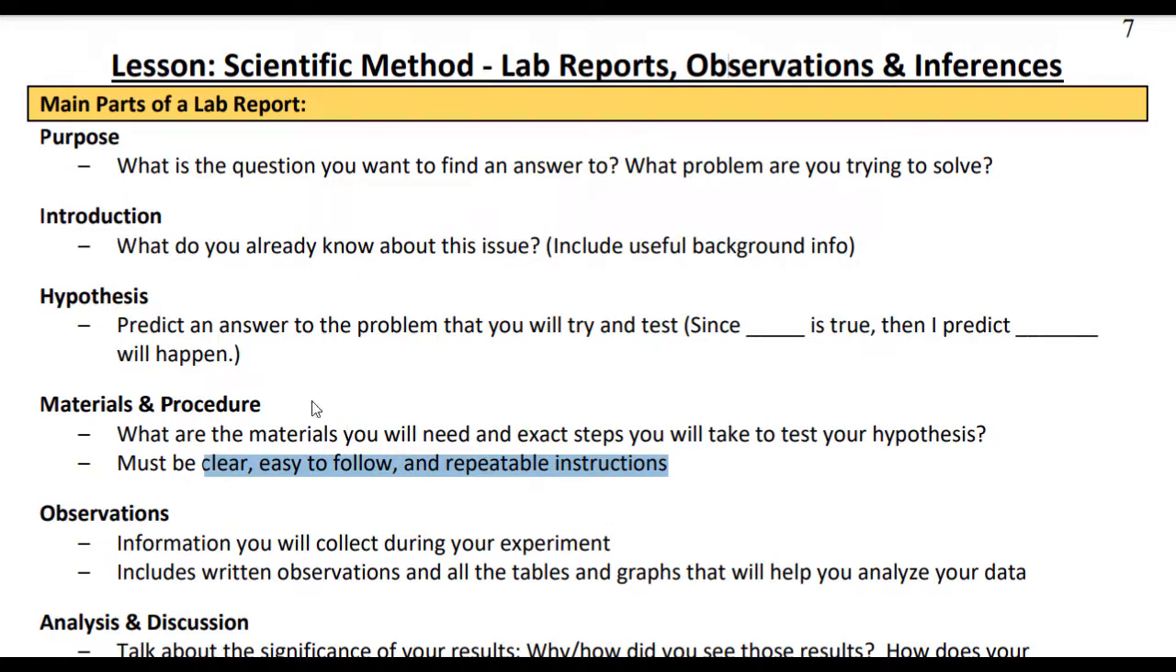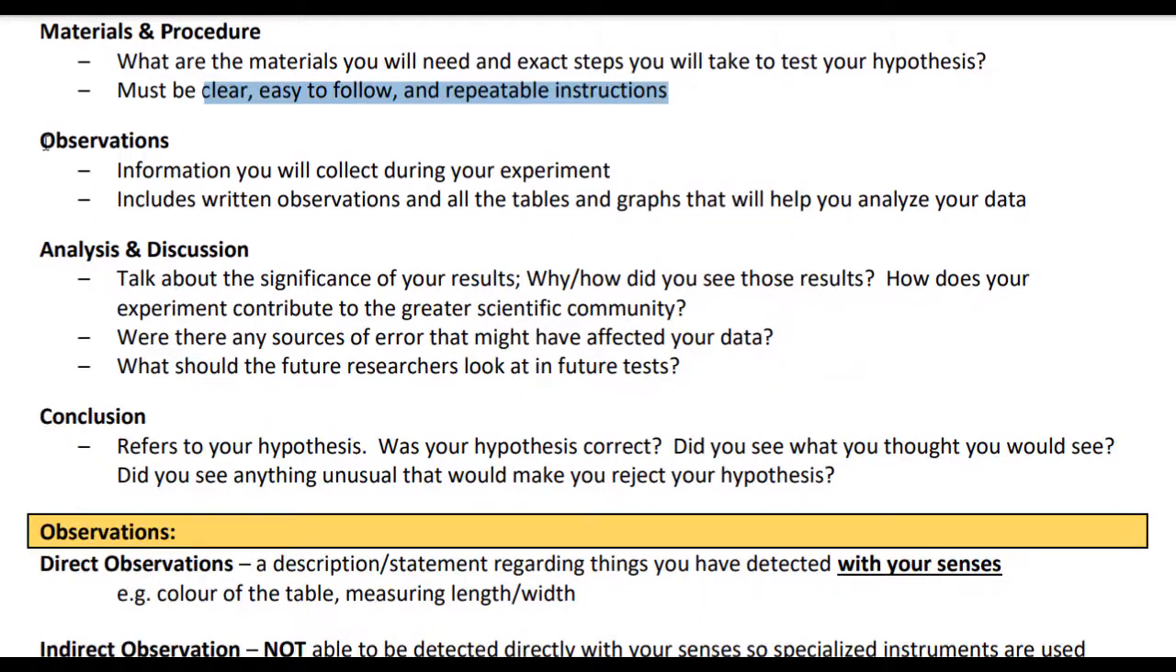Then after you've done your procedure, what did you actually see? So the observations, we'll get into more observations down below, but observations, what did you see? What kind of information did you collect? And with your observation section, you want to make that information you collected easy to read. So maybe you'll have a written explanation of what happened. Maybe you'll have a table where you write down all your numbers so that it's easy to find the information. Maybe you graph it so that it's easy to see patterns in the data and stuff like that. All of that belongs in observations.